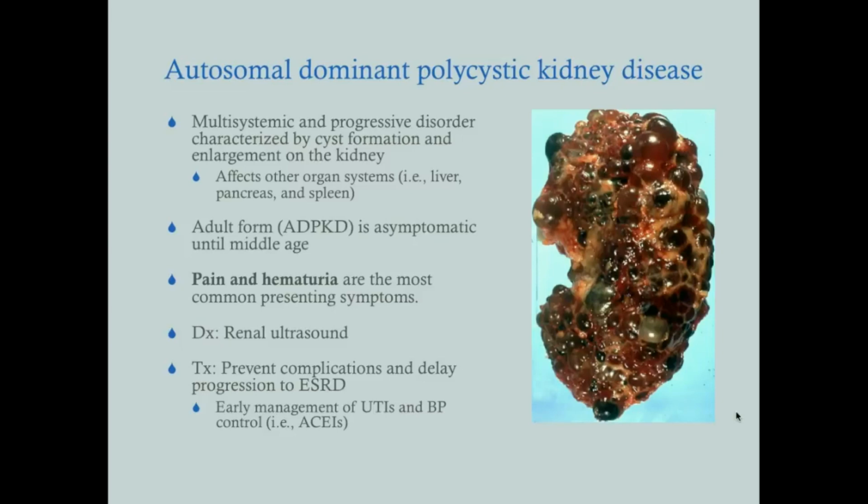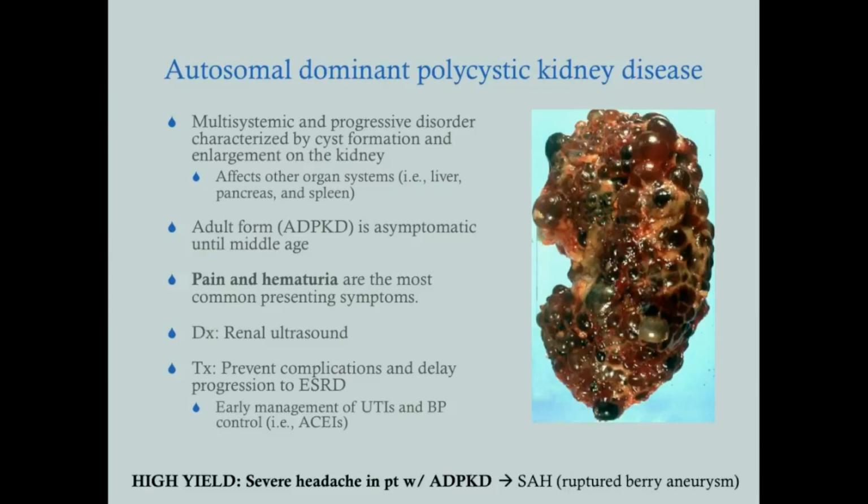The treatment for ADPKD is to prevent complications. Those complications can include urinary tract infection. Also, the very, very big complication that's associated with ADPKD is, this is very high yield, severe headache in a patient with ADPKD. If it's already been diagnosed and you have this patient coming in with severe headache, think ruptured berry aneurysm causing a subarachnoid hemorrhage. So you want to understand that this is a complication of ADPKD.